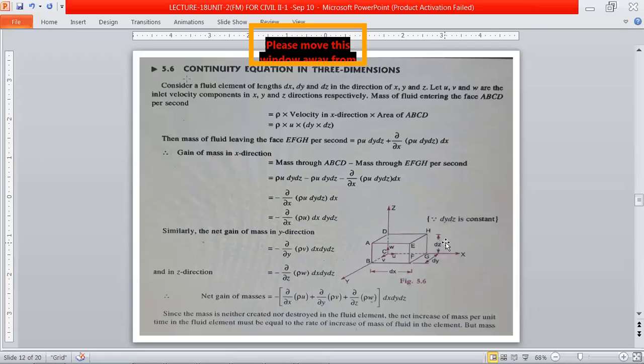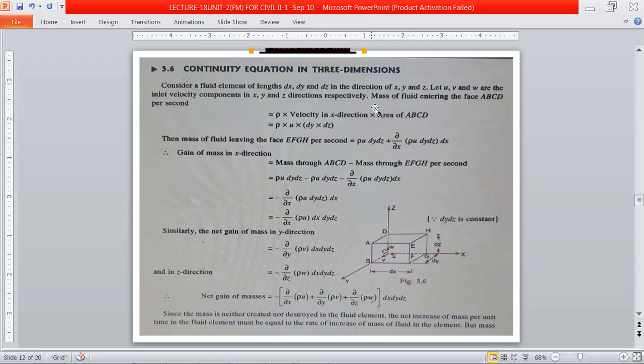Now see what the continuity equation is saying. Here, consider a fluid element of length dx, dy and dz in the direction of the x-axis, y-axis and z-axis. When you come to the exam and are asked to derive the continuity equation in 3-dimensional flow, first draw this figure. First write the x-axis, y-axis, z-axis. Then mark the origin, and from the origin mention u for the x-axis, v for the y-axis, w for the z-axis. Then take a cuboid, a 3D object, project it on the x, y, z axes and name its vertices, because you have 8 corners and 6 sides.